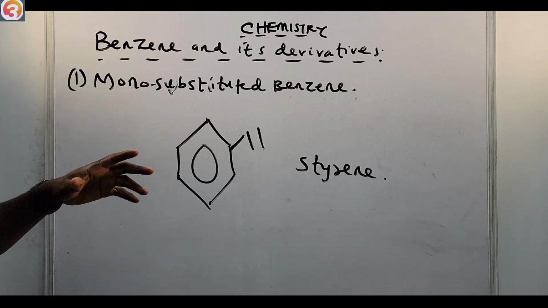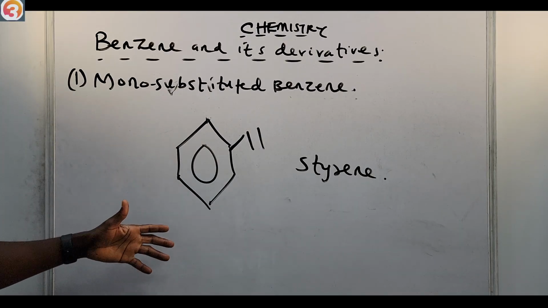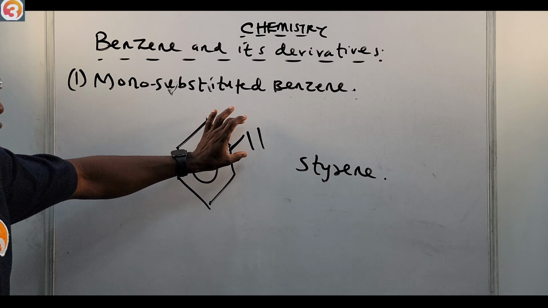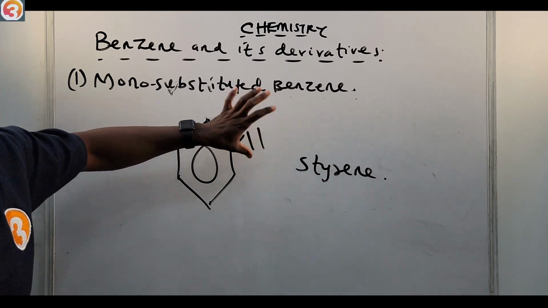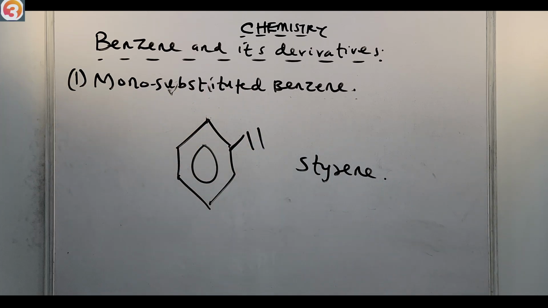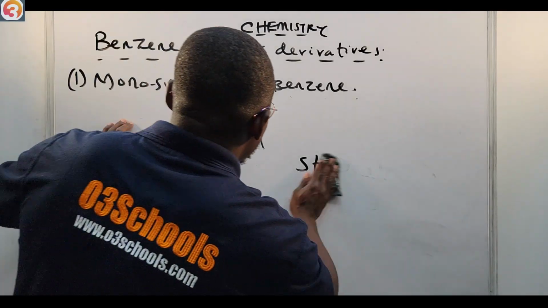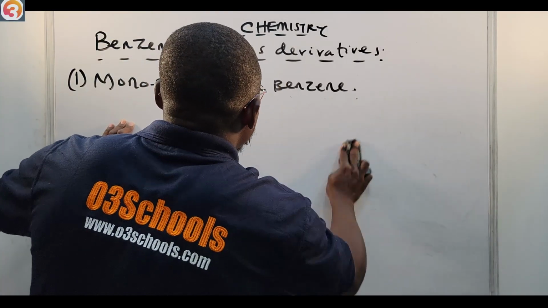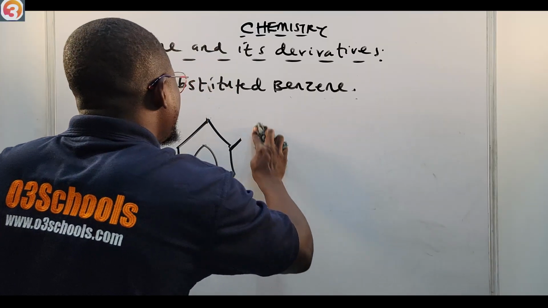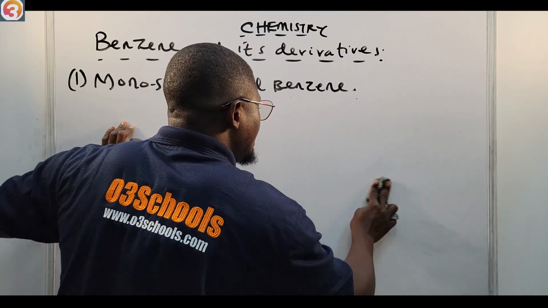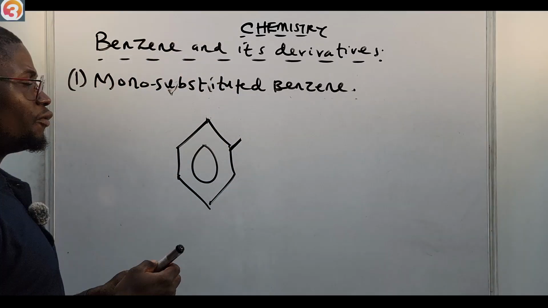So I've seen phenol, I've seen benzaldehyde, I've seen benzoic acid and the likes. I've seen this one now having a double bond attaching itself to the benzene ring itself. You simply call that a styrene. So now let's say, for example, it is not a double bond that is attaching itself, but a ketone functional group.